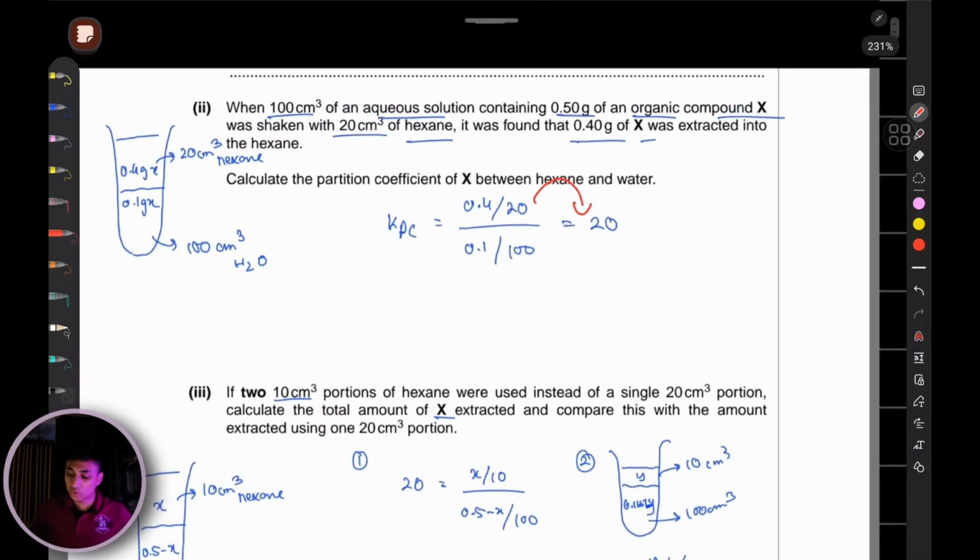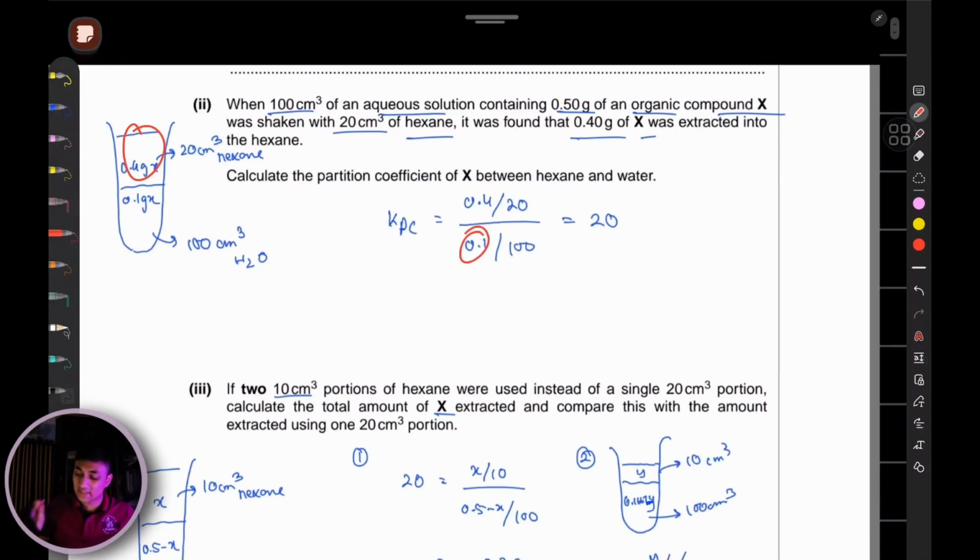Very simple. What you're going to do is find what concentration of X is present in hexane and what concentration of X is present in H2O. So find those two out. You're going to basically do 0.4, that is grams of X in hexane, and in what volume? 20 cm³. What is left in the water solution? 0.5 minus 0.4, that is going to be 0.1 grams of X left. That is 0.1 divided by 100 cm³.